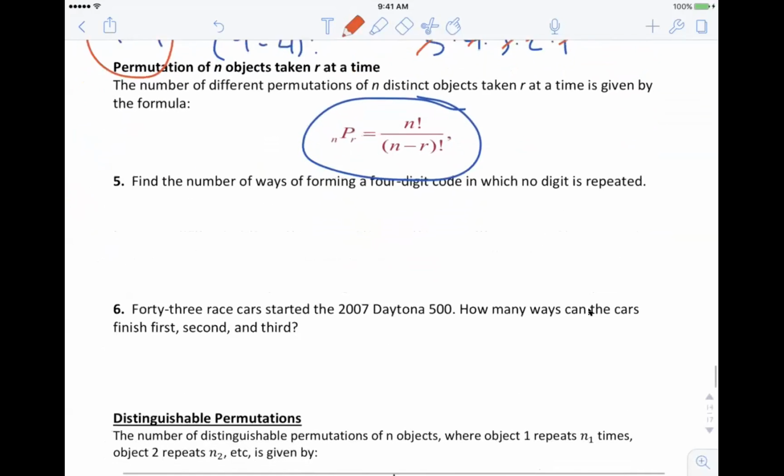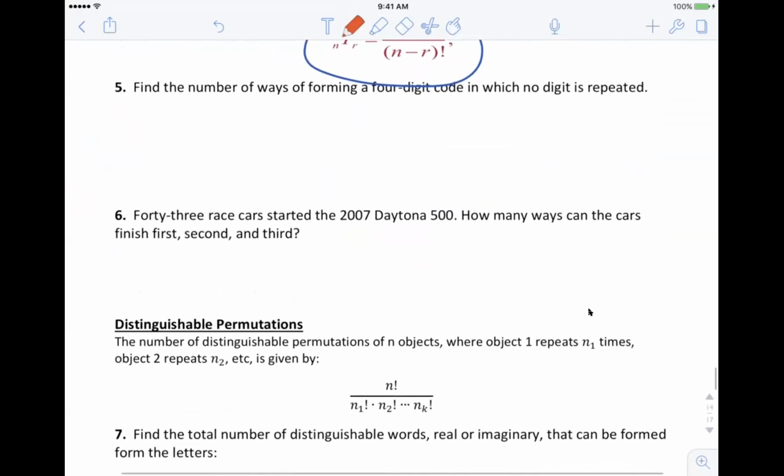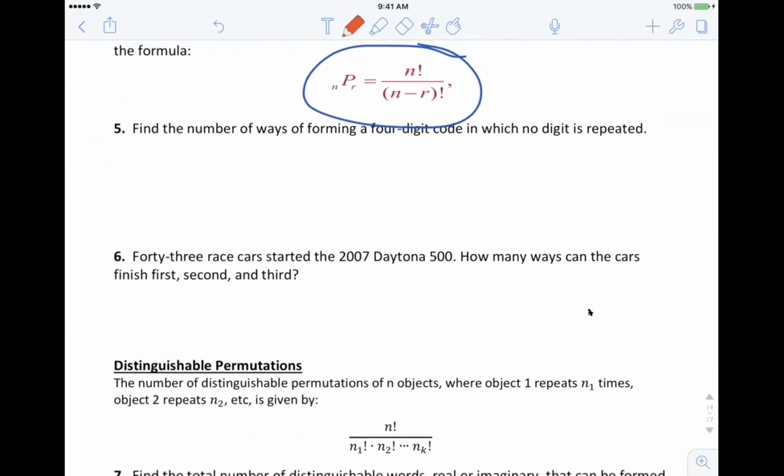Okay, let's try some other examples then. Find the number of ways of forming a 4-digit code in which no digit is repeated. So in codes, order matters. Like 1, 2, 3, 4 is a different code than 4, 3, 2, 1. So when order matters, it's a permutation, and no digit is repeated. If digits were repeated, we already did that back in 3.1.